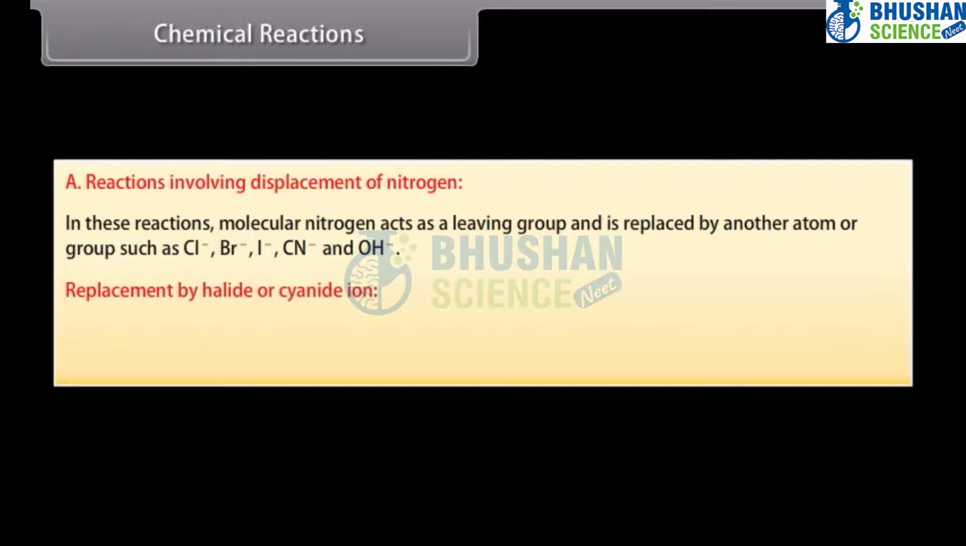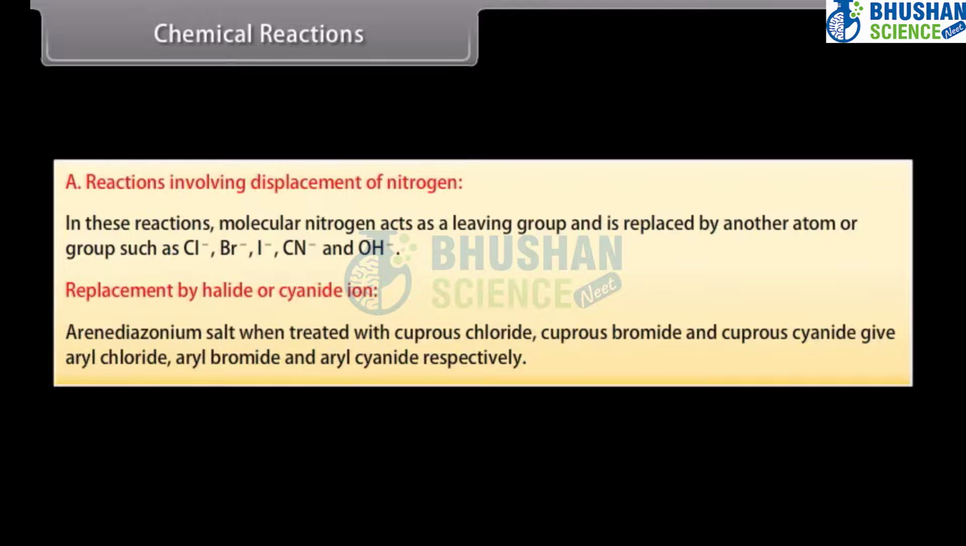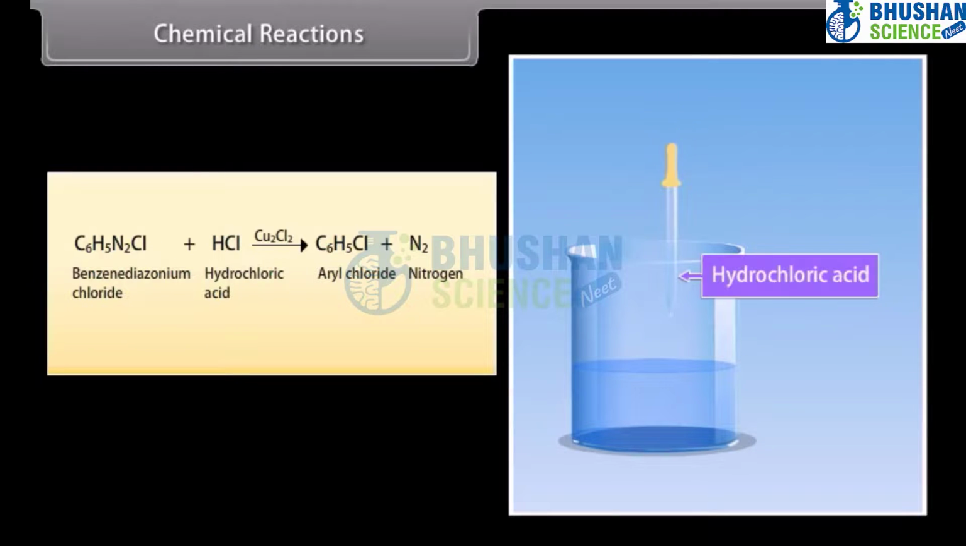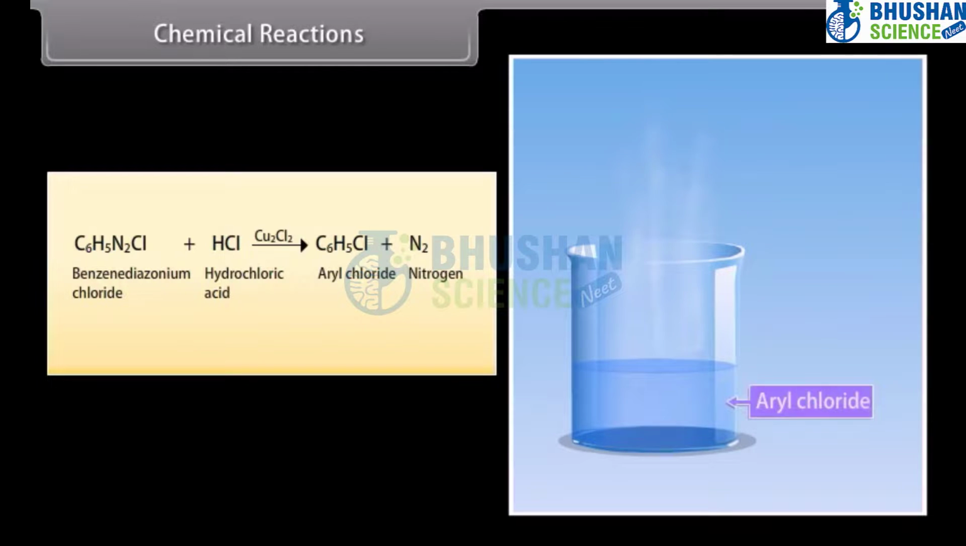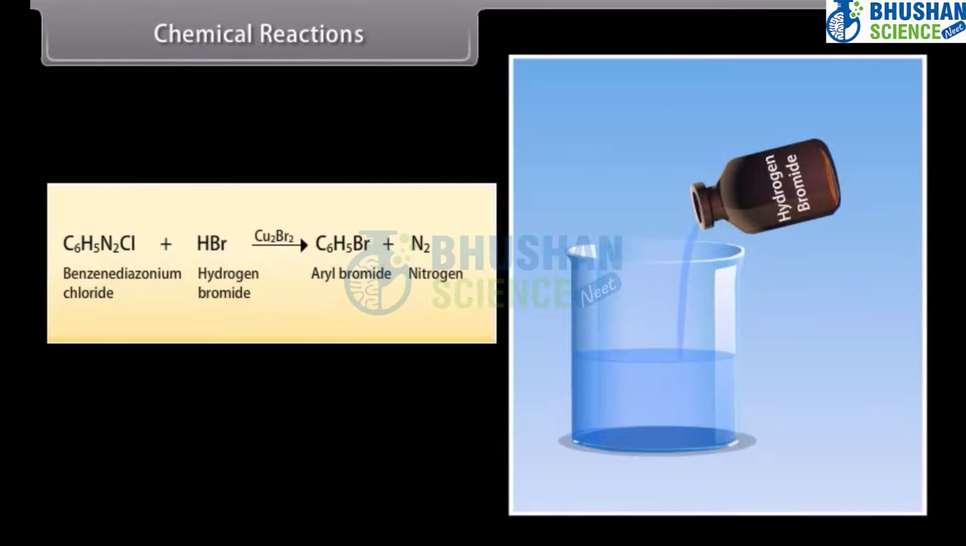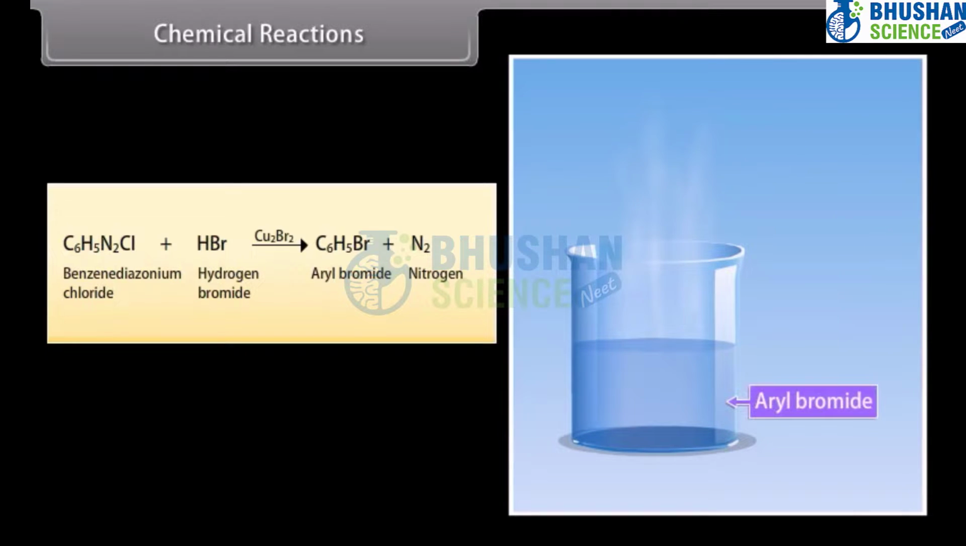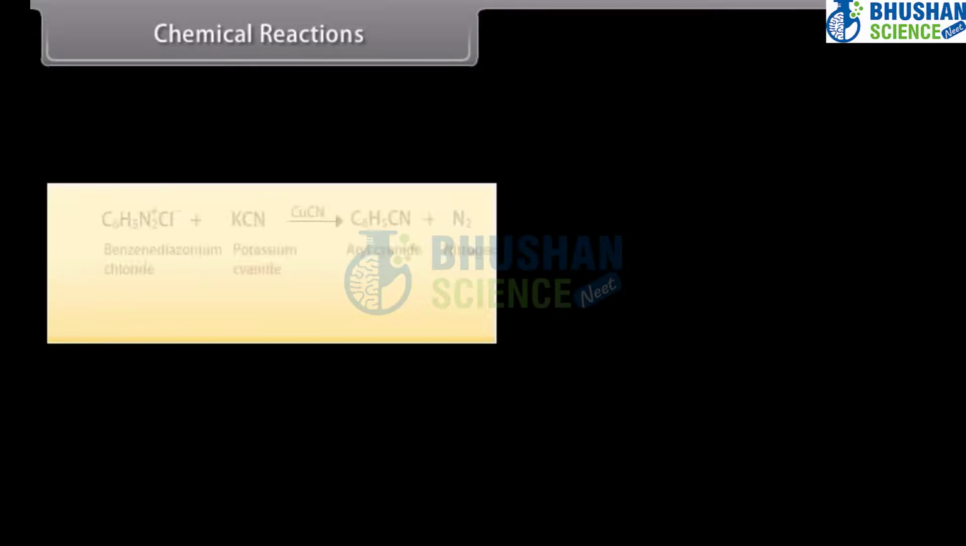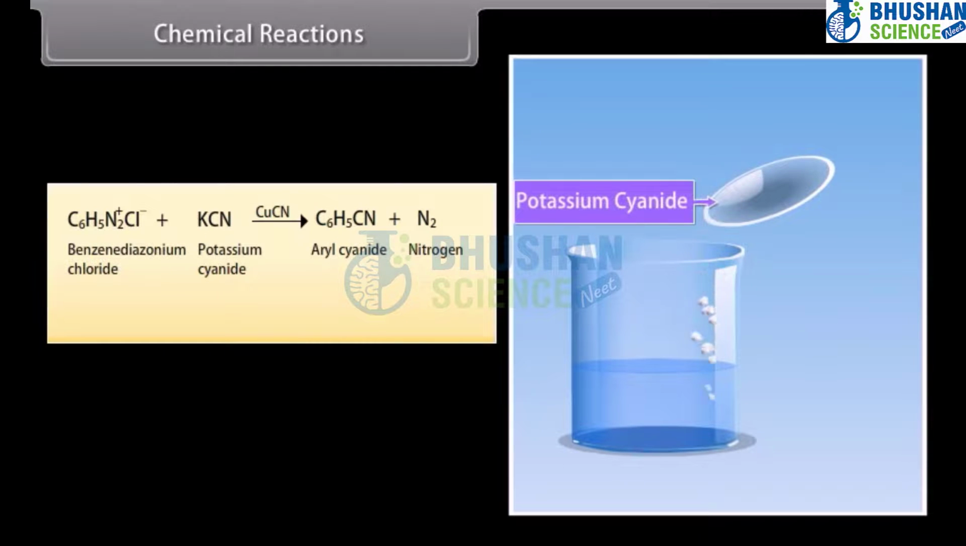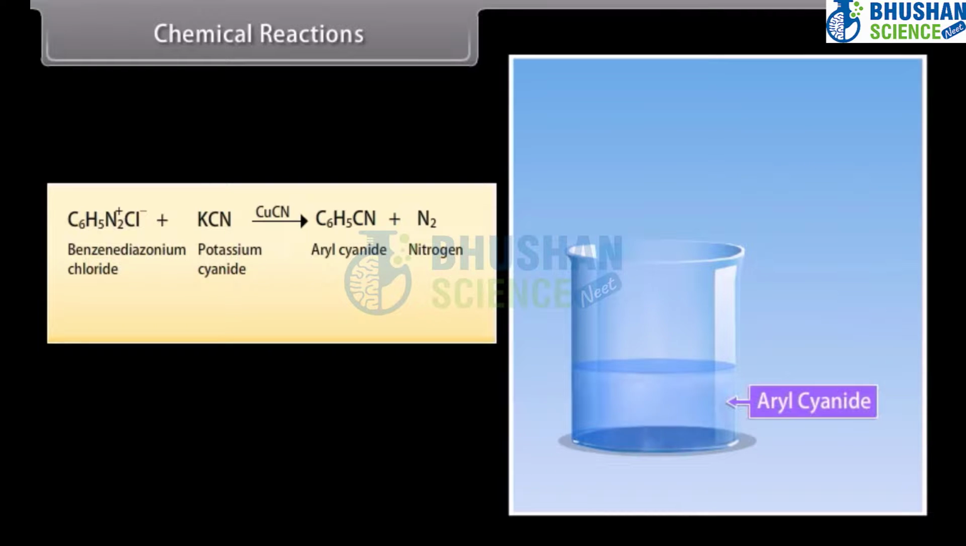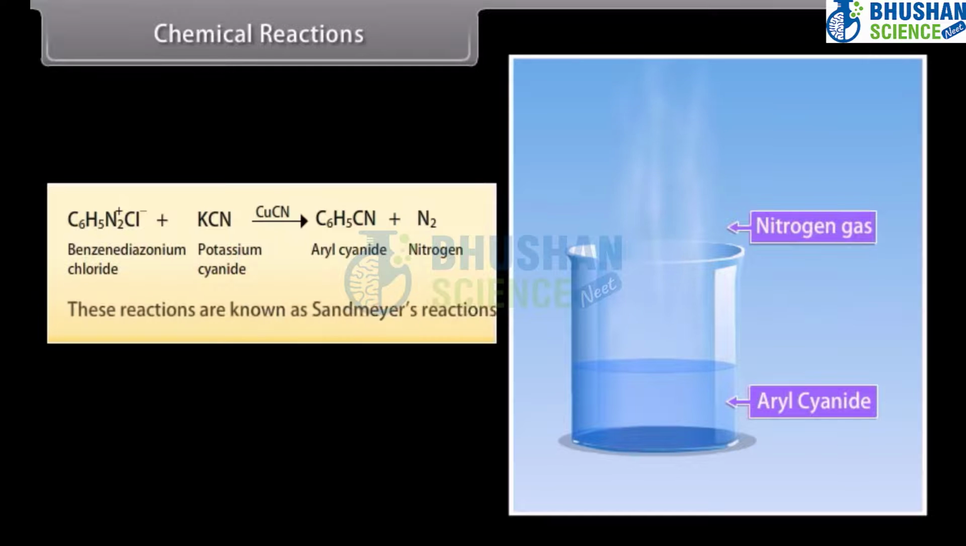Replacement by halide or cyanide ion. Arene diazonium salt, when treated with cuprous chloride, cuprous bromide and cuprous cyanide, gives aryl chloride, aryl bromide and aryl cyanide respectively. Benzene diazonium chloride reacts with hydrochloric acid and cuprous chloride to yield aryl chloride and evolves nitrogen gas. With hydrogen bromide and cuprous bromide it yields aryl bromide, and with potassium cyanide and cuprous cyanide it yields aryl cyanide, evolving nitrogen gas. These reactions are known as Sandmeyer reactions.